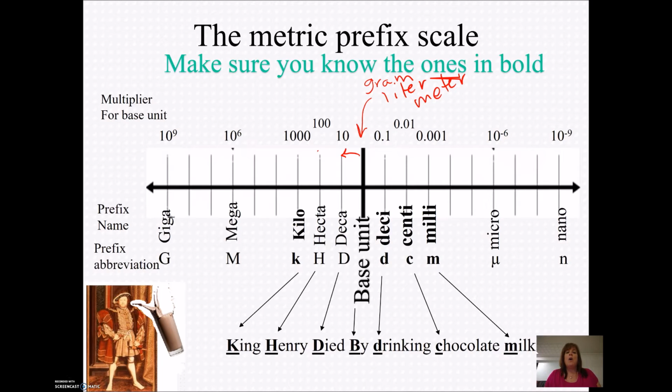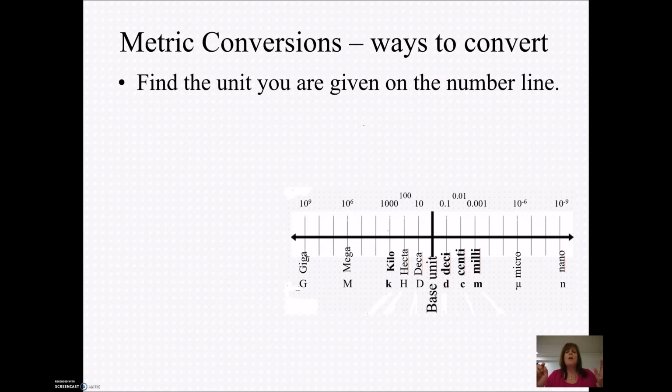Now, we need to learn how to convert between them. Let's look at moving the decimal place first. So in the decimal place movement method, you find the unit you're given on the number line.